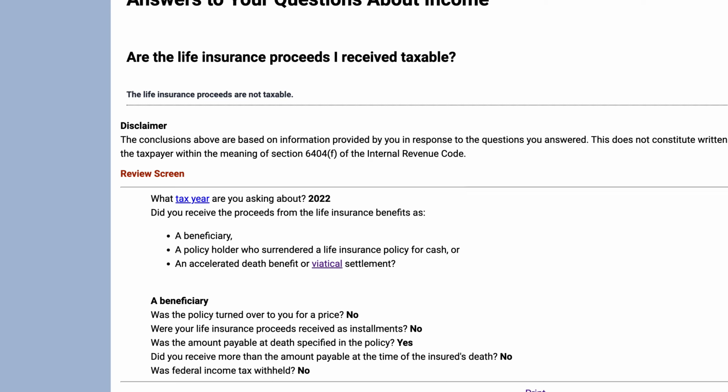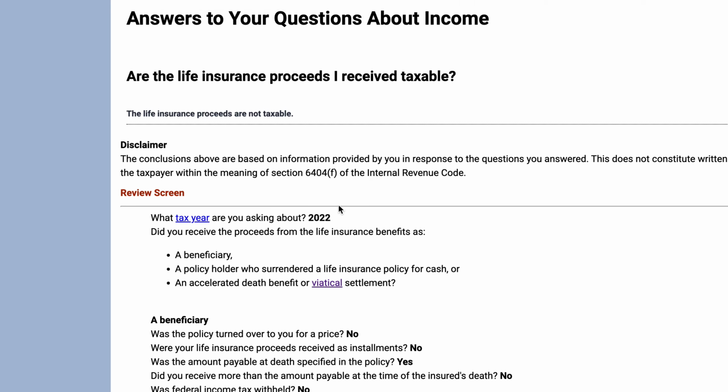So generally speaking, as a beneficiary, as long as the insured person paid their premiums and you didn't receive any installments that might have accrued interest, and as long as the employer of that person did not pay the premiums for the life insurance policy, then under those circumstances, it's generally considered non-taxable. So once you get into employer purchased insurance policies, you start venturing into the world of taxable insurance proceeds.